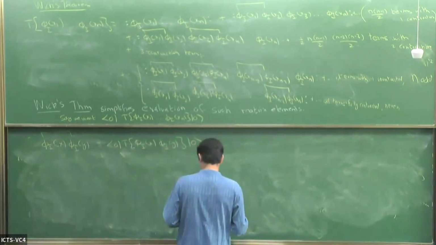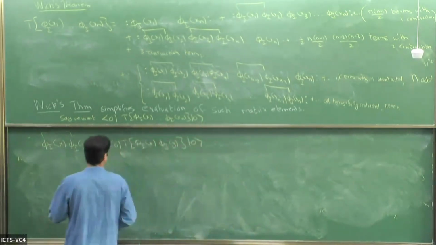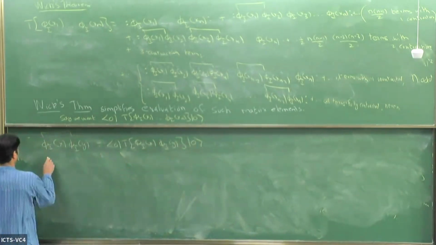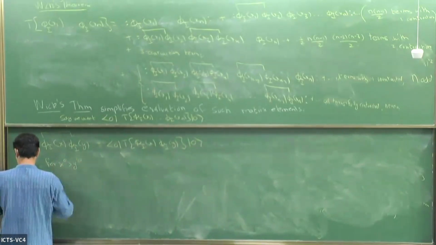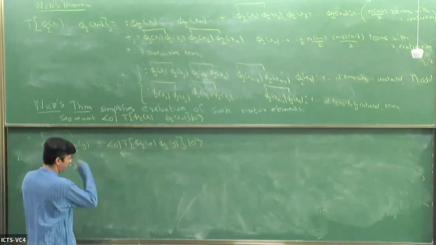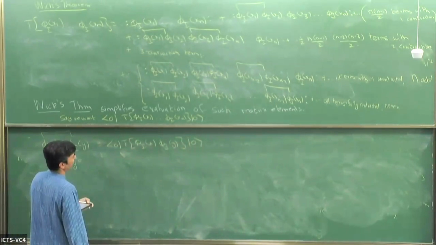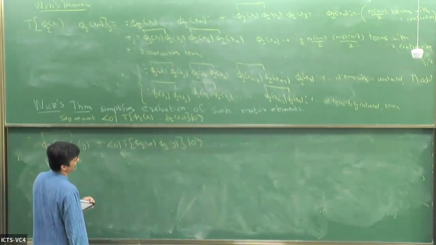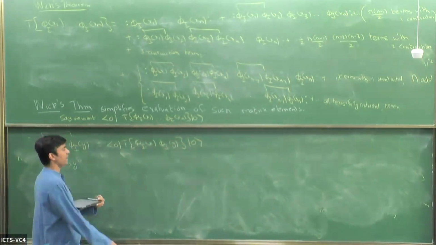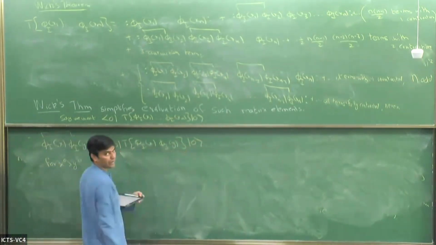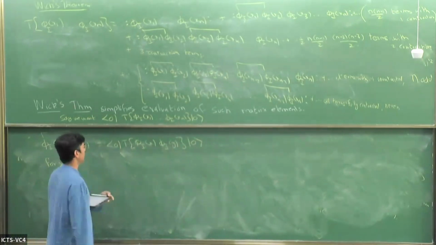Okay, so let's evaluate this. Then what happens when you compute the vacuum expectation value? Well, when you compute the vacuum expectation value of this time ordered product, you only have to keep track of terms where the creation operators act on the vacuum here. Right?